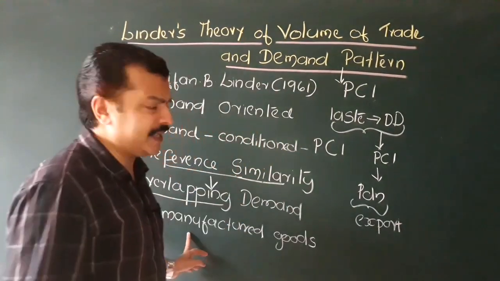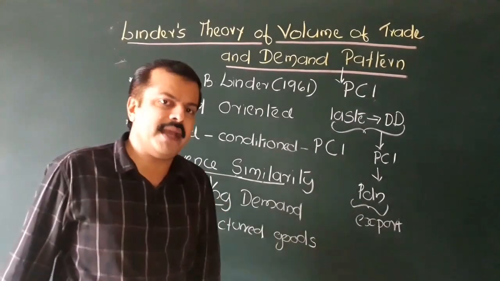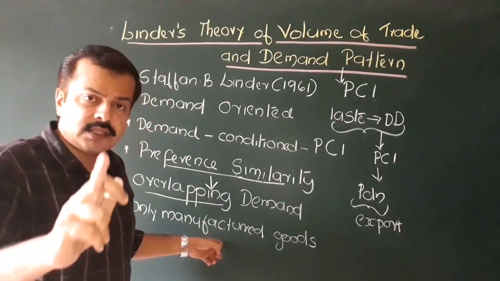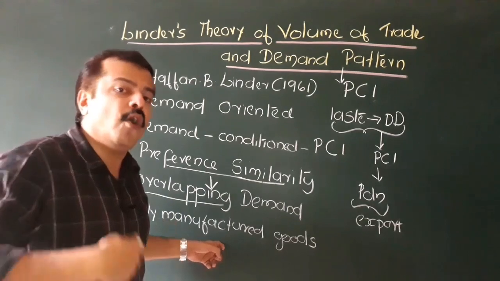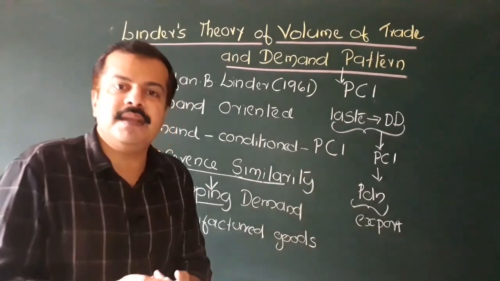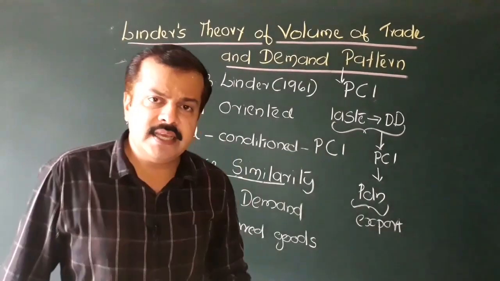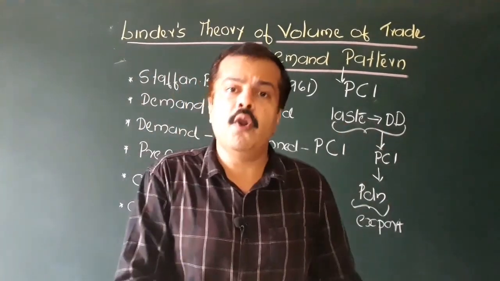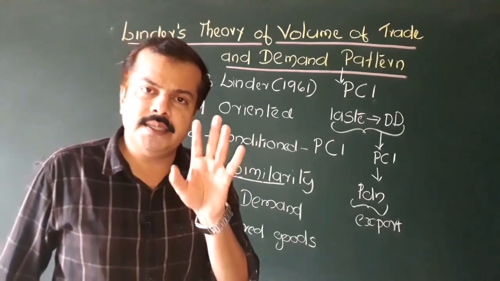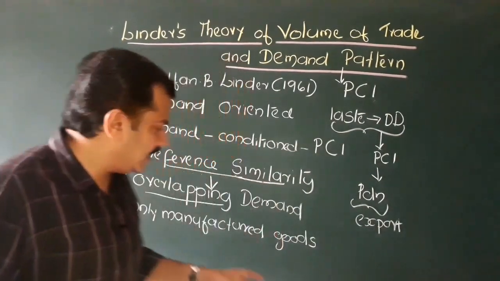Another aspect of Linder's hypothesis, or Linder theory of volume of trade and demand pattern, is that he only focuses on manufactured goods. That means the entire argument of this theory focuses only on manufactured goods, because Linder pointed out that his arguments are more true when we talk about manufactured goods. For manufactured goods, there can be differentiation, and they can be increasingly traded. He admits that the Heckscher-Ohlin theory is more than capable of explaining trade in primary commodities. That is, trade in primary commodities will be determined by the factor endowment theory, but it cannot correctly explain the trade in manufactured goods.